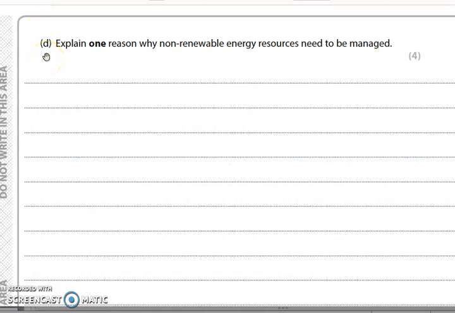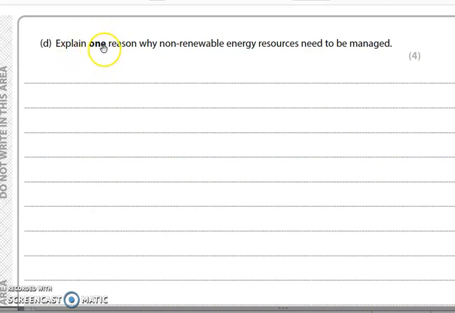So we're carrying on then from question 4 on resources management. The question is, explain one reason why non-renewable energy resources need to be managed. Now this is very important to read carefully. Obviously the command word is explain, so giving reasons and using connectives such as this means that, this leads to, so, which, that, etc. But you're only given one reason.